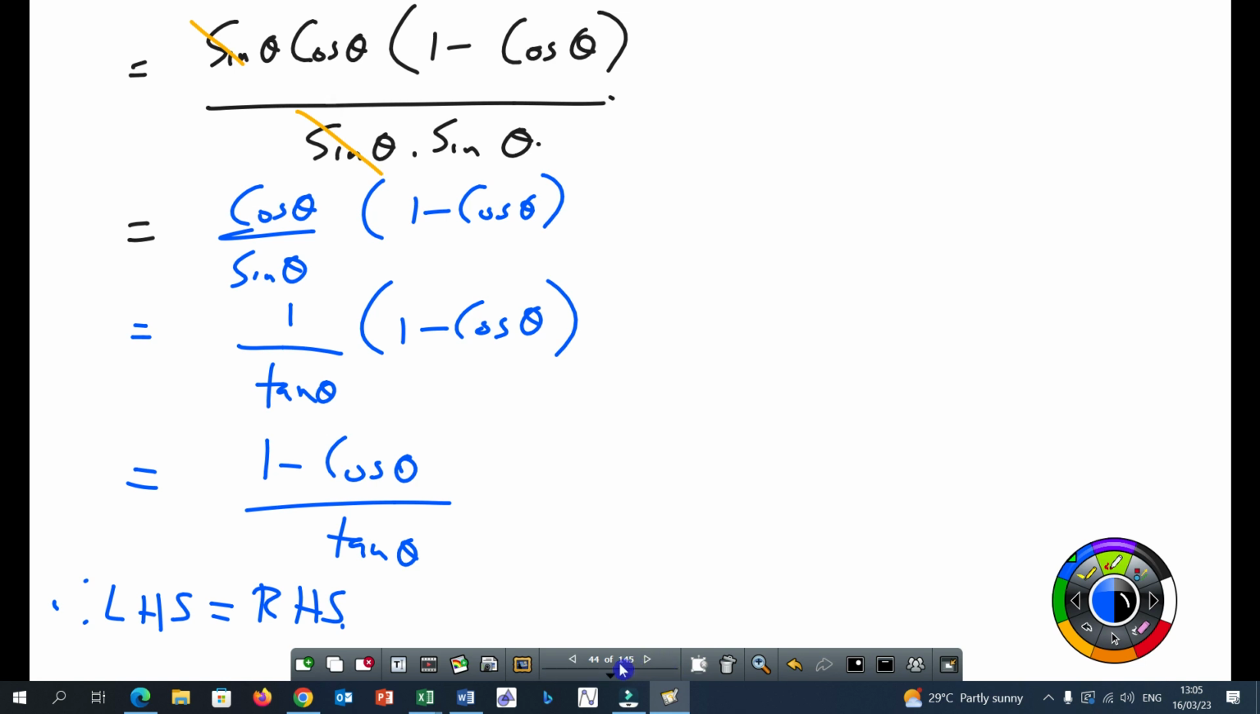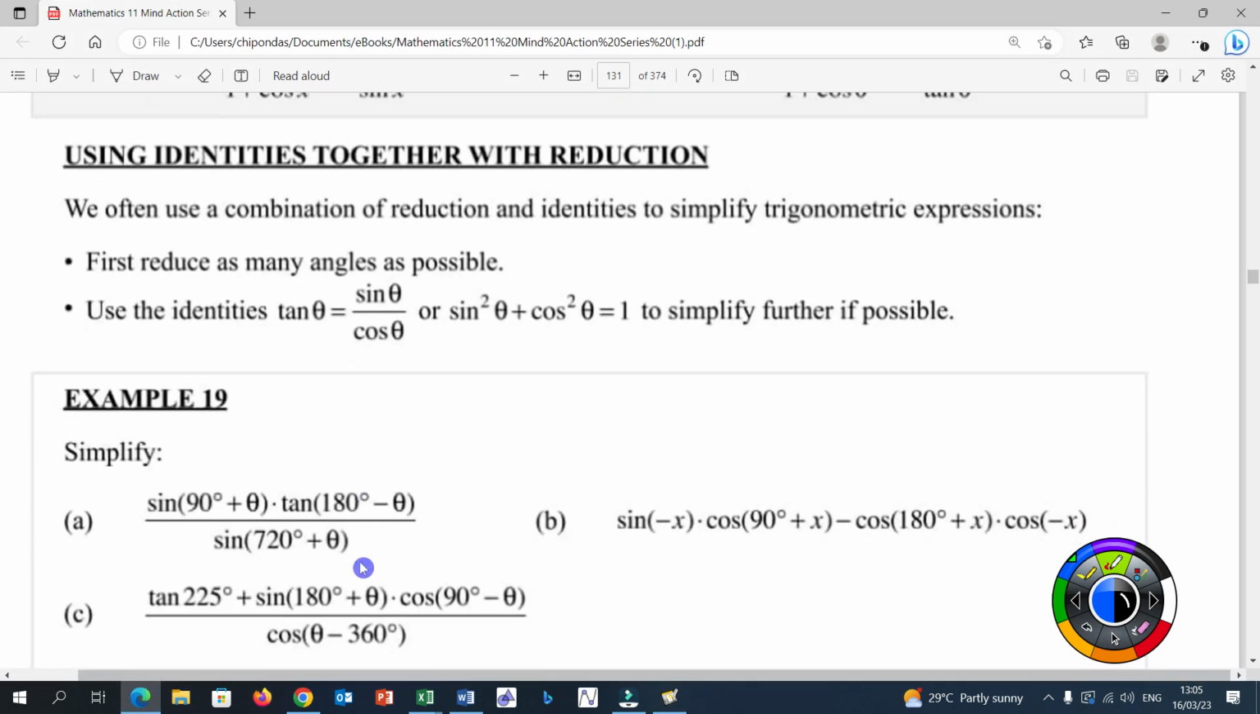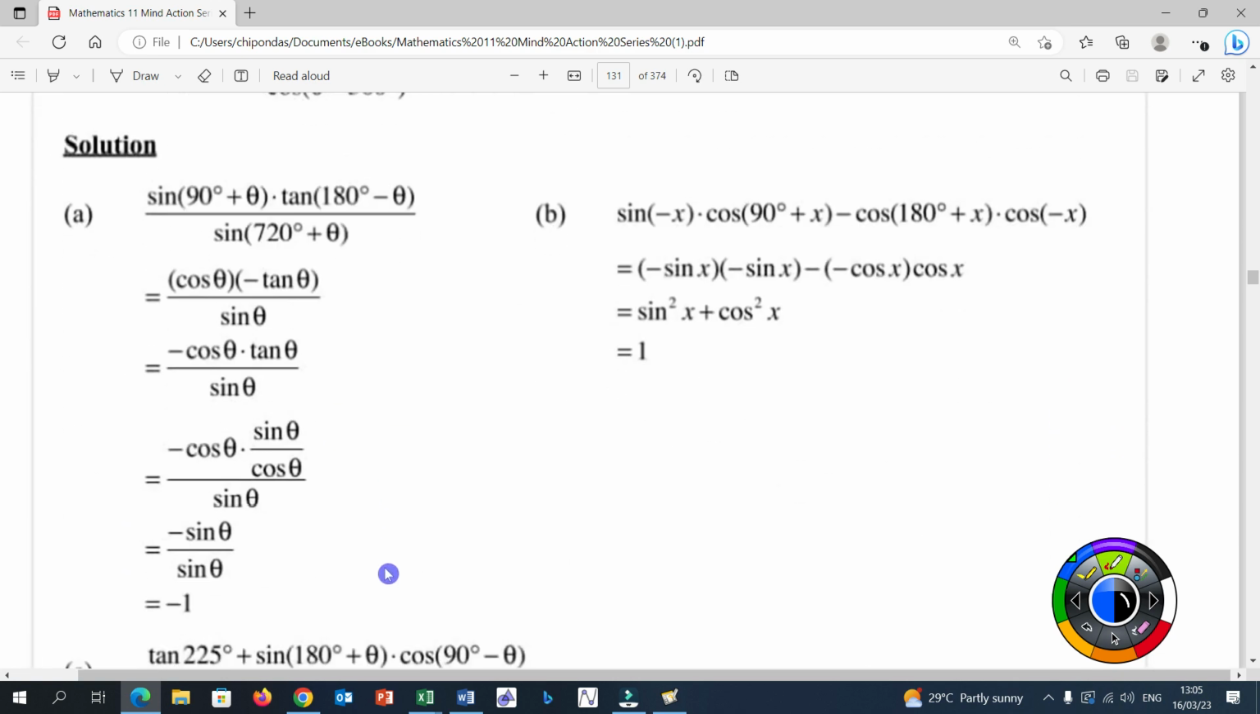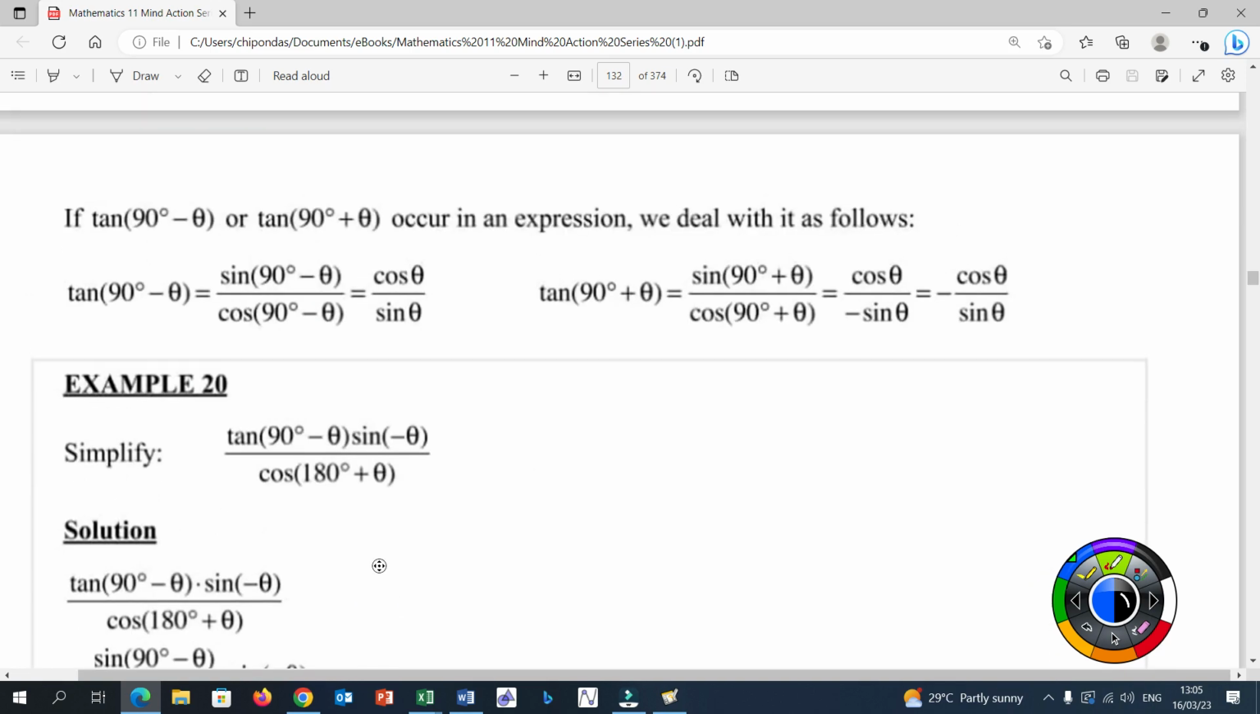All right, so the next aspect, we are now going to combine identities, that is the two fundamental identities, and reduction formulae. Okay, the two can be merged. So we are going to do some questions where we apply reduction formulae together. So I want you to write this heading.